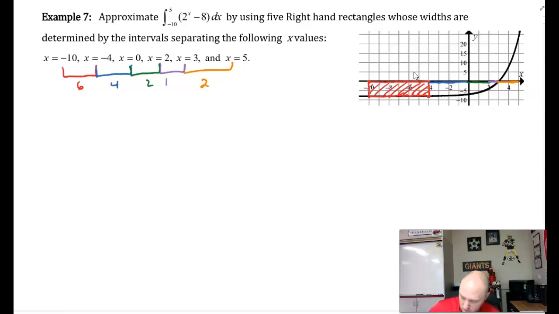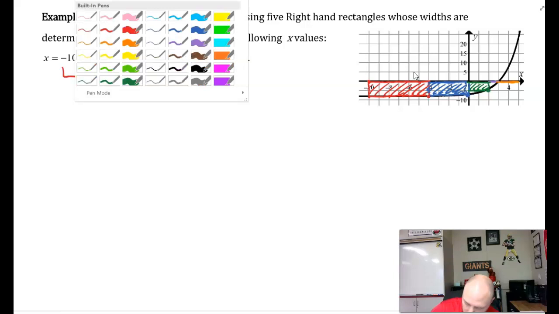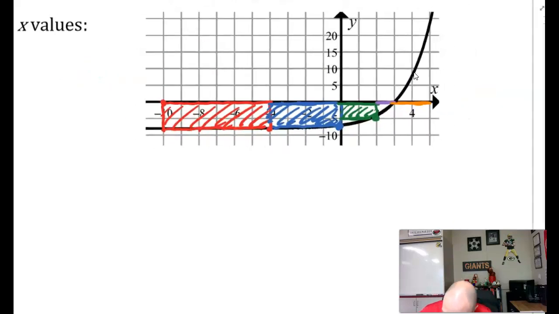Now, the second one, a right value is determined at 0. So here is the height of my second rectangle. The third one's going to be determined at 2. So here's that one. The fourth one determined at, what is that, 3. And it looks like it's 0. And then the last one determined at 5.